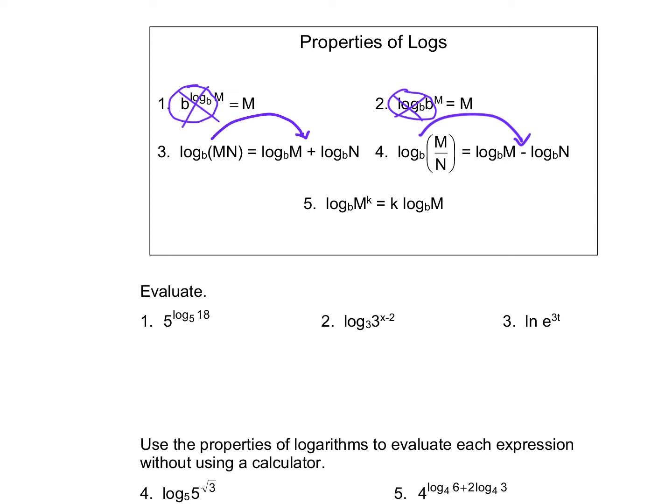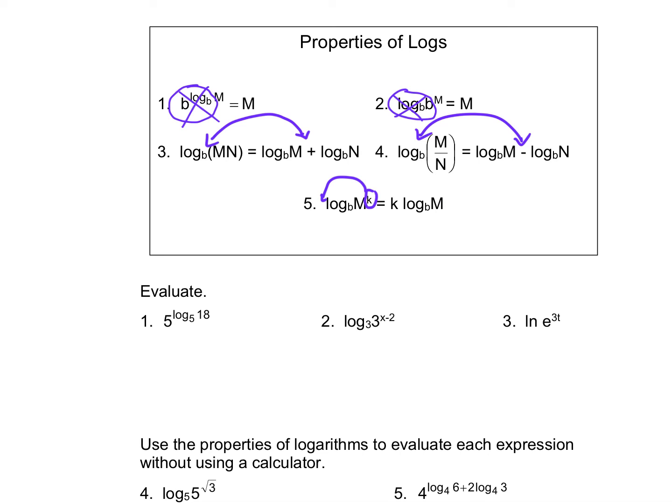Okay? In number 4, what's that one telling us? Division and subtraction. Division and subtraction go together. The log of something divided goes to two logs that are being subtracted, or vice versa. But they go both directions. The last rule that we have to talk about is number 5, and that's if you have an exponent on a log, you can bring it down to the front of that log as a coefficient.